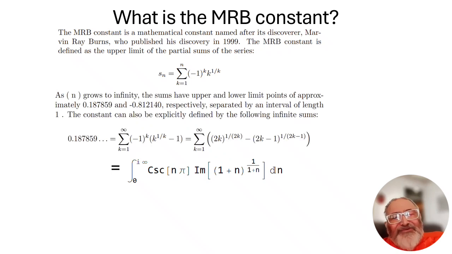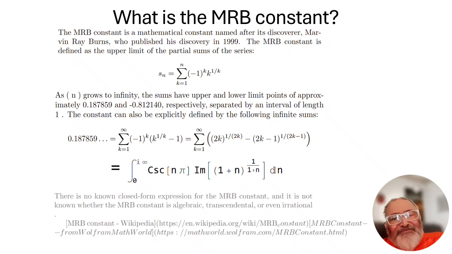As n grows to infinity, the sums have upper and lower limit points of approximately 0.187859 and -0.812140 respectively, separated by an interval of length 1. The constant can be explicitly defined by the following sums and integral.